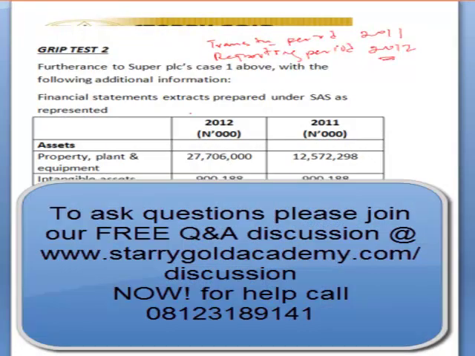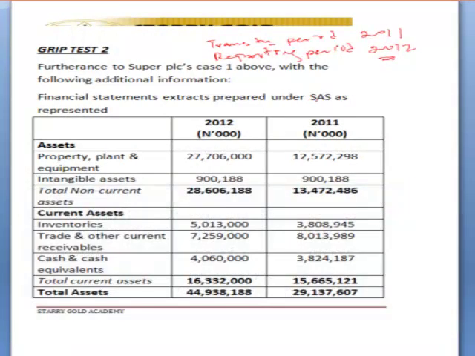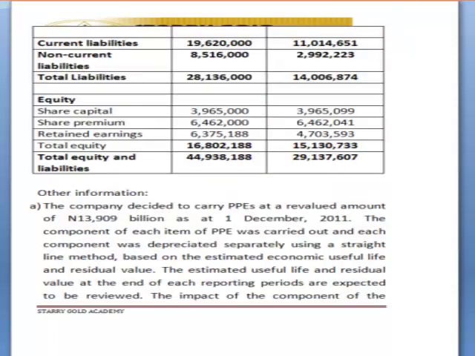Now, financial statement extract under SAS. This financial statement has been prepared in line with local GAAP. You have the figures for 2012 and for 2011. Now if you look at this, we have asset categories: property, plant and equipment, intangible assets. You have total non-current assets. Then you have inventory, trade receivables and others. So we have current liability, non-current liability, total equity. We have the equity portion: share capital, share premium, retained earnings, total equity.